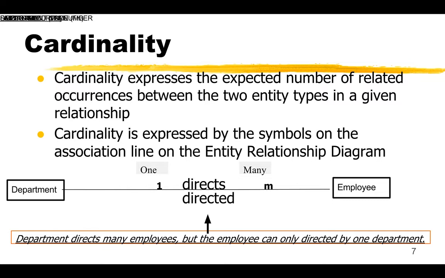In this case, it shows here that a department can have many employees, but the employee will only have one department, like one boss. Okay? This is making sense. A department will have many employees, and the employee will only have one department that it reports to and is directed by.